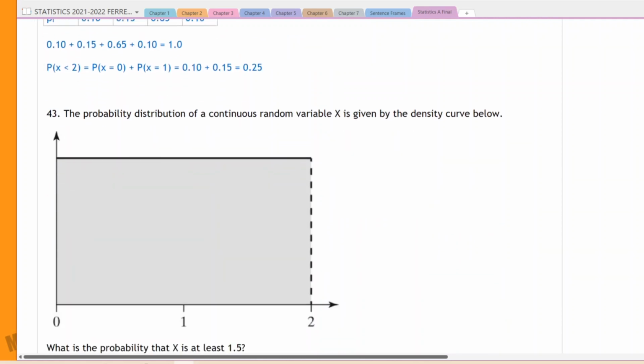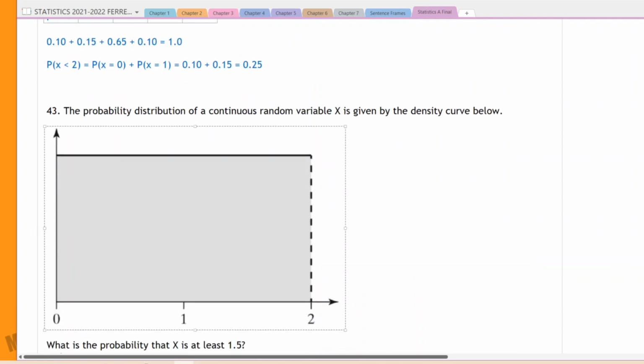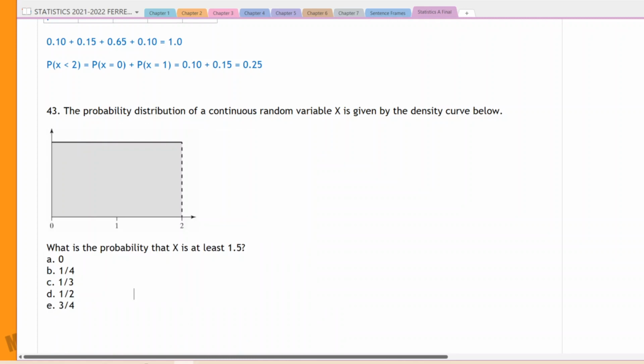All right, checking out number 43. Let's make this a little bit smaller. We have this continuous random variable here, and this time we need to find the height of this distribution. We can't find area since this is going to be a rectangle. We're going to have to find that the area is equal to 1.